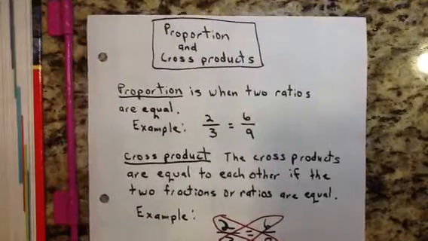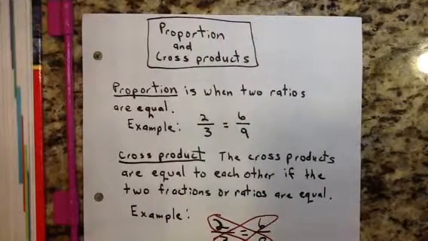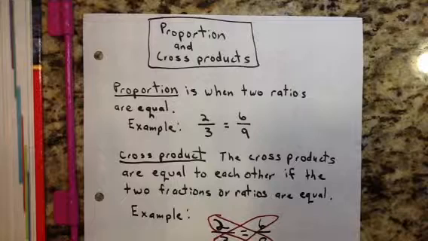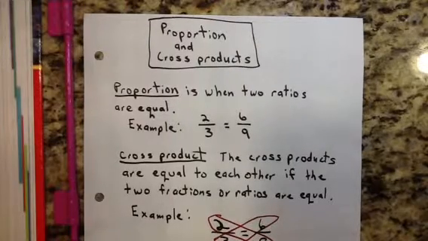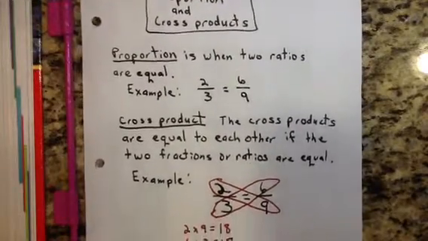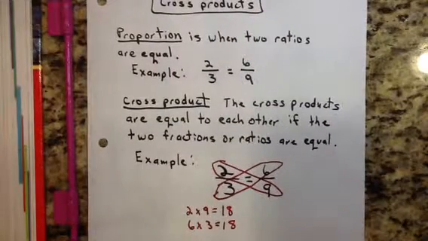All right, my topic right now is proportion and cross products. Well, proportion and cross products can also be called by some people cross multiplying. Product is the answer to a multiplication problem, so we can also call it cross multiplying. Okay, so proportion is when true ratios are equal.